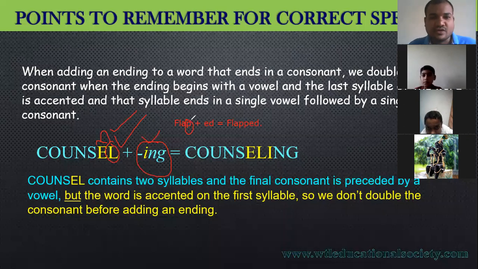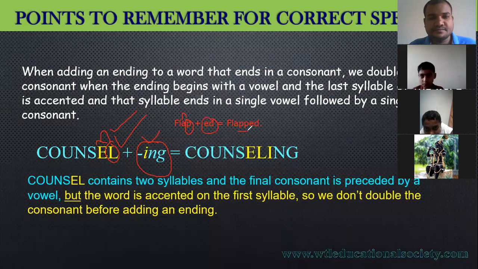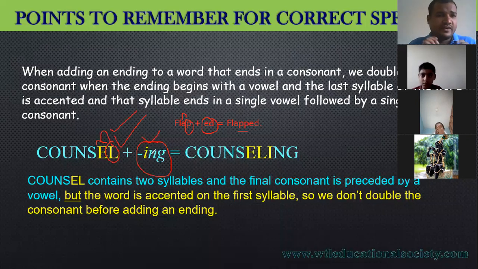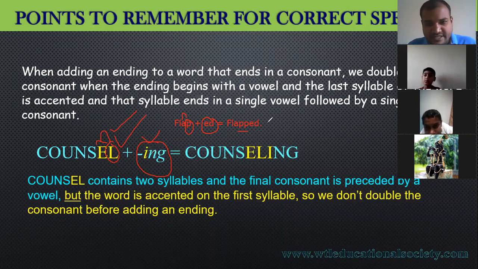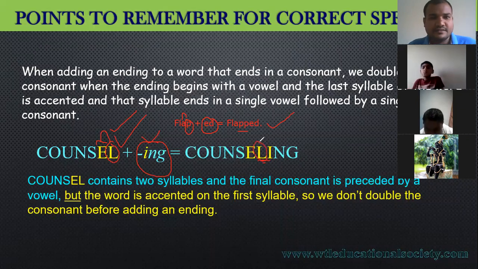Now just observe. Here it ends with a consonant preceded by a vowel, and the word ending starts with a vowel. That's why we doubled the letter, correct? The same way, here the word ends with a consonant, it is preceded by a vowel, and the word ending is also a vowel. In that case, as per this rule, we are supposed to double the letter L, correct? Here we double the letter P, P. Flapped, P, P. But here, sir, there is only one letter L.